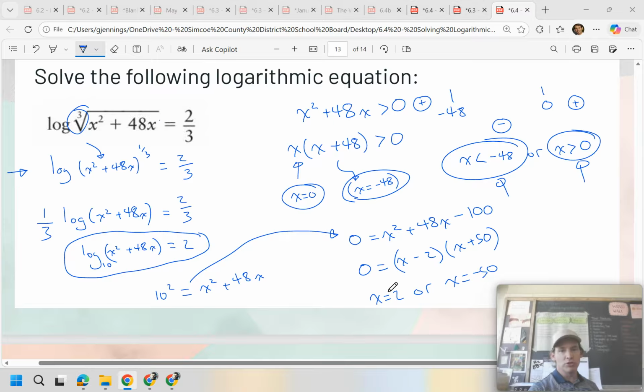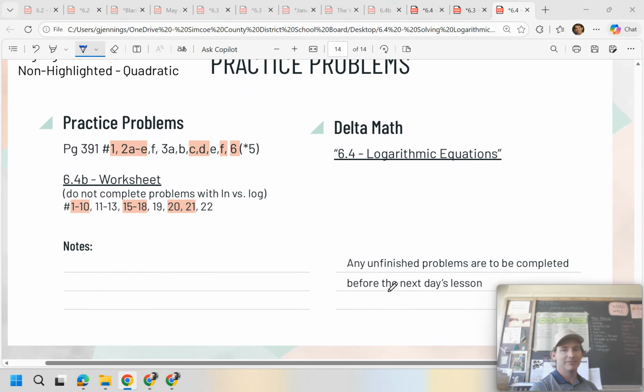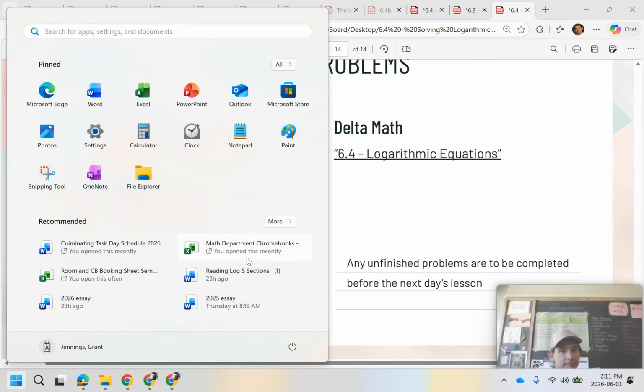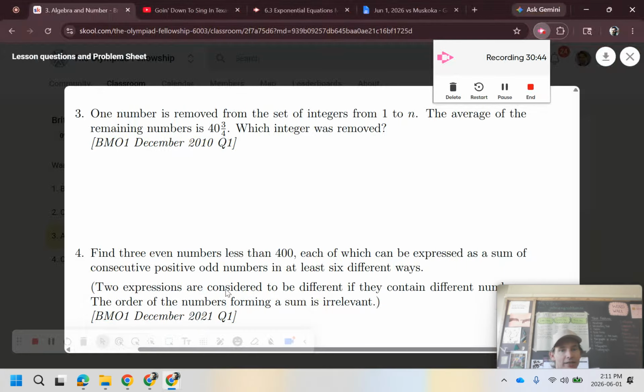Not only do they rejoice, but they do their practice at home for homework. Okay, any questions for me? No? Okay. Oh, no, that's the wrong spot to go to turn off the recording. All right.